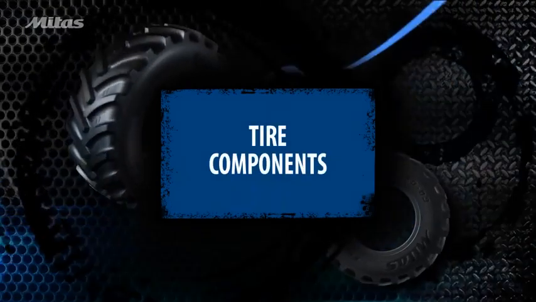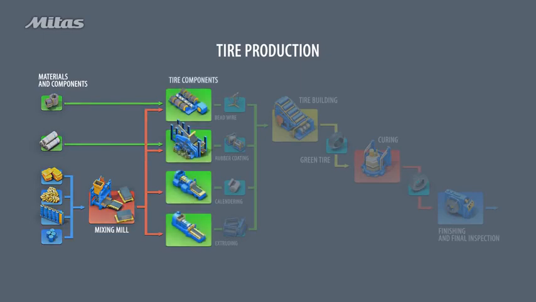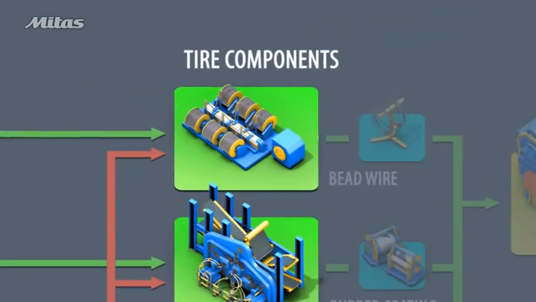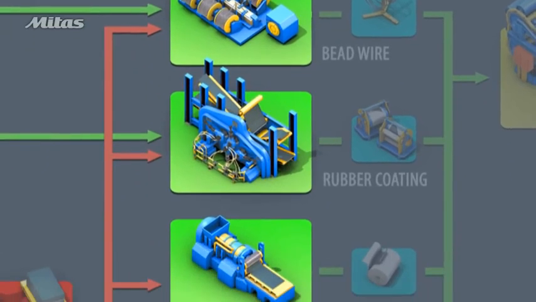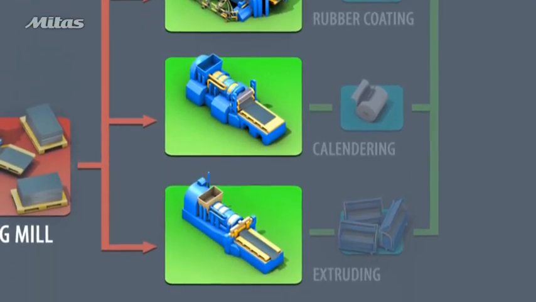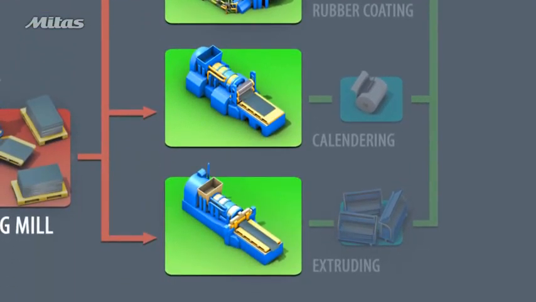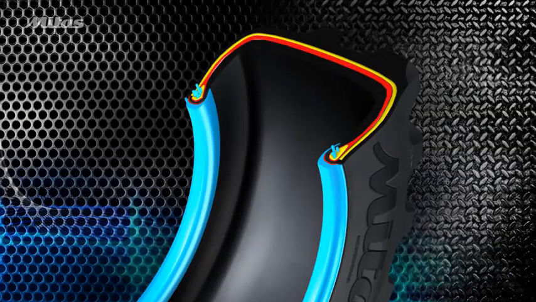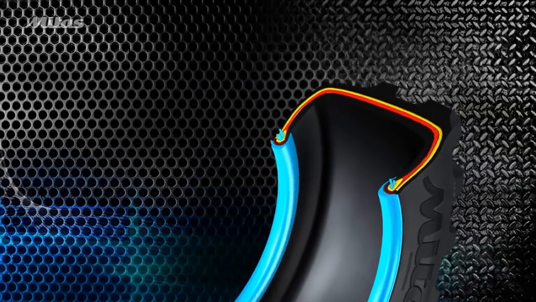Next, we will show the basic components that make a tire. The components are produced during further processing. These are bead wires and rubber-coated cord. Other components are extruded and calendared from various rubber components. This animation displays the basic components of an agricultural tire.